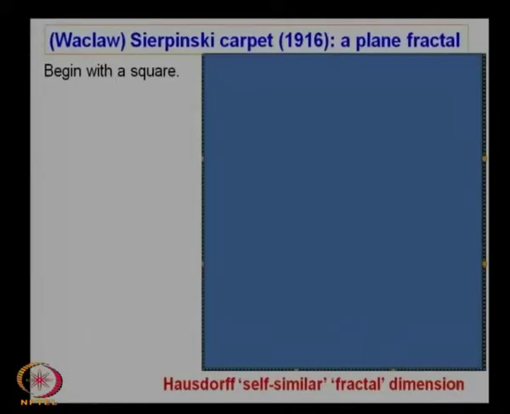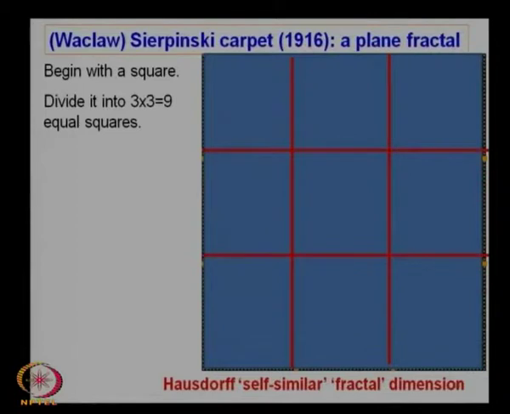And now let us consider some other cases. This is a nice example, called a Sierpinski carpet. What you do is to begin with a square. Okay, you begin with a square, divide it into 3 into 3 equal squares. So let us do that.